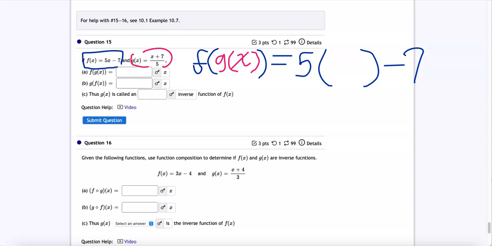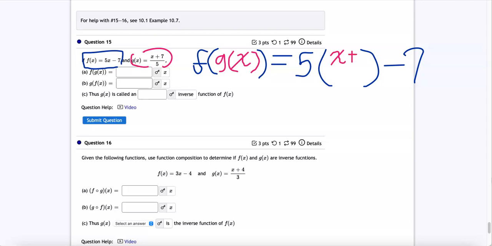f of x is 5 times something minus 7. So here I have 5 times something minus 7. What am I plugging in as the something? I'm plugging in g of x. And what is g of x equal to? g of x is equal to x plus 7 divided by 5.